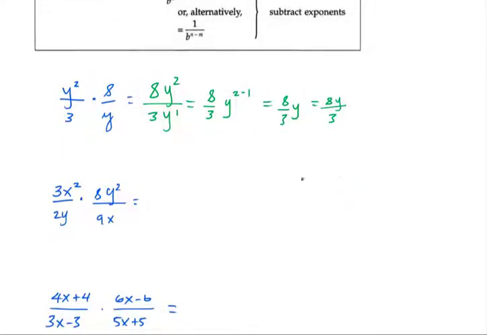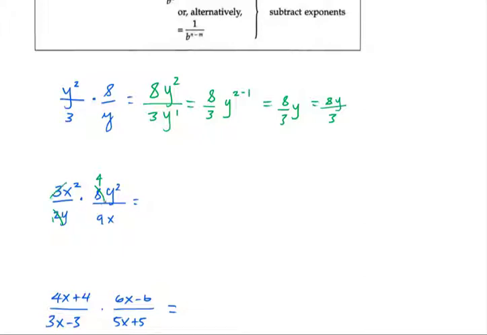Now, next one. Here we have two fractions multiplied again, but as I look at this, I see a lot of common factors. I see that the 3 is a factor of 9. I see that there's an x squared here, there's an x here. 8 and 2 are factors of each other. So we could simplify before we multiply. So here I can cancel out the 8 with the 2. So we're left with a 1 here and a 4. I divided both by 2.